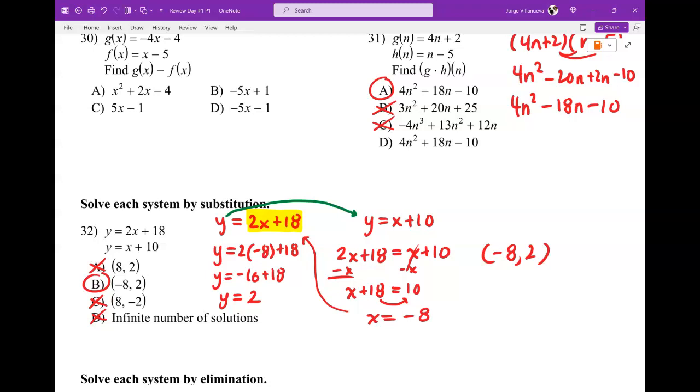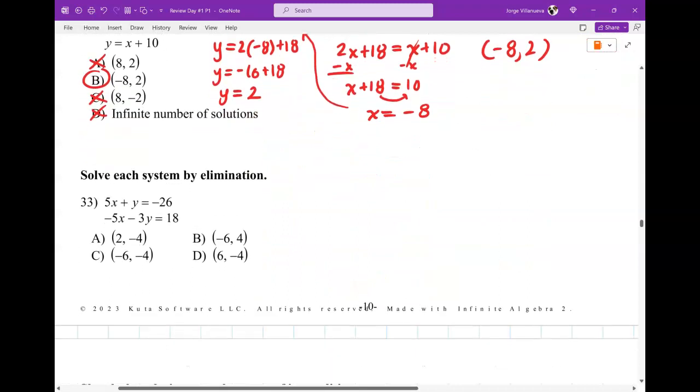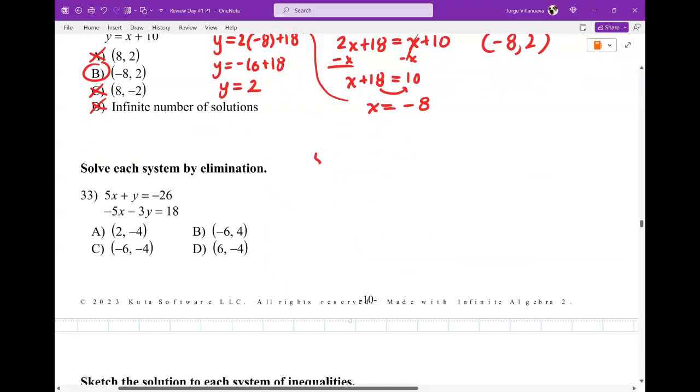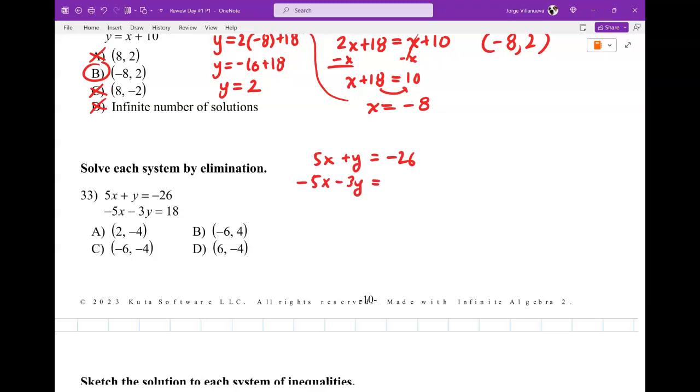Anything else? 31? 33. Oh, this one's by elimination. All right. So 5x plus y equals negative 26. Negative 5x minus 3y equals 18. Now the idea of elimination is to add or subtract to cancel stuff out. Okay? Remember, elimination means eliminate one term. Sometimes you eliminate both, but that's a whole different situation. But eliminate one at least.